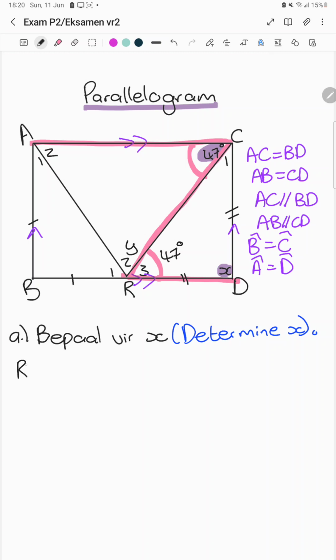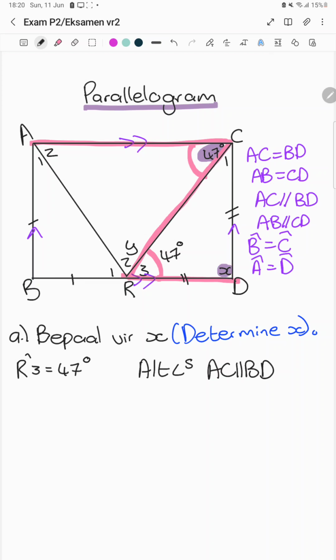So I can say that R3 is equal to 47 degrees. I can say that R3 is gelijk aan 47. My reason would be alternating angles. And remember, you have to say which two lines are parallel. Which two lines is making my Z? It will be AC parallel to BD.